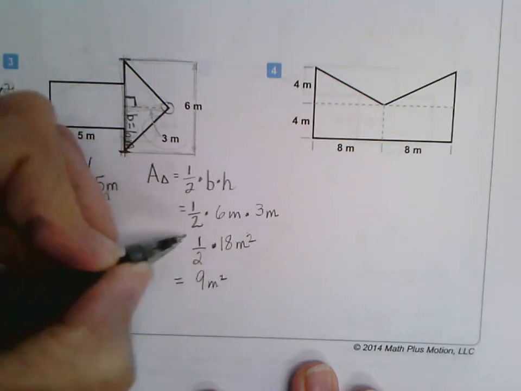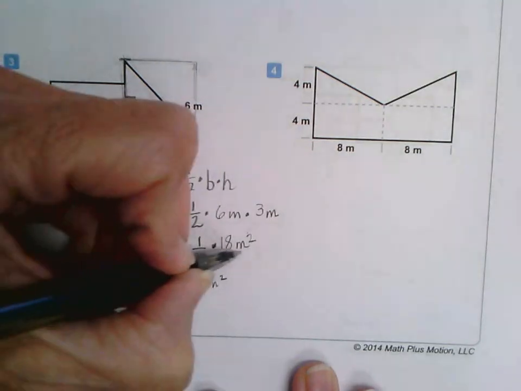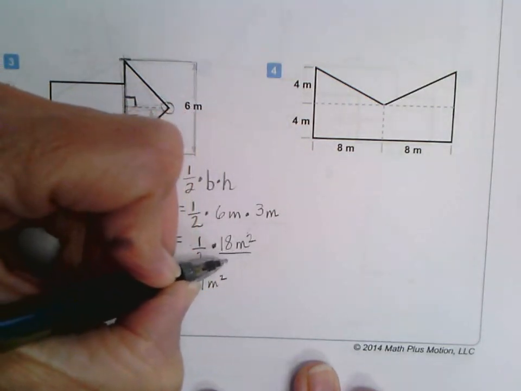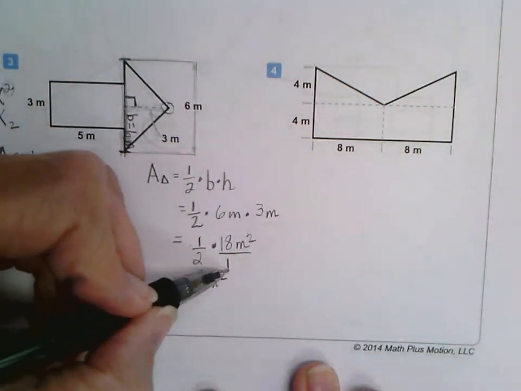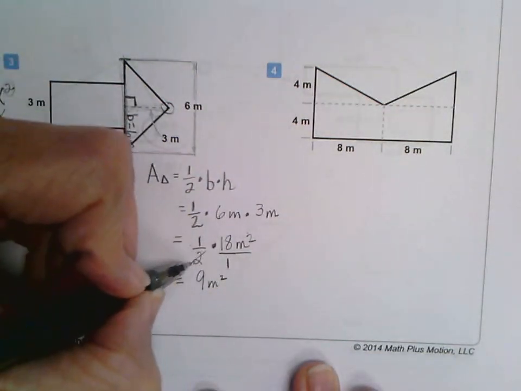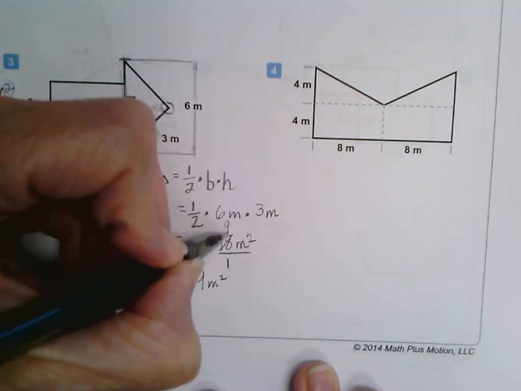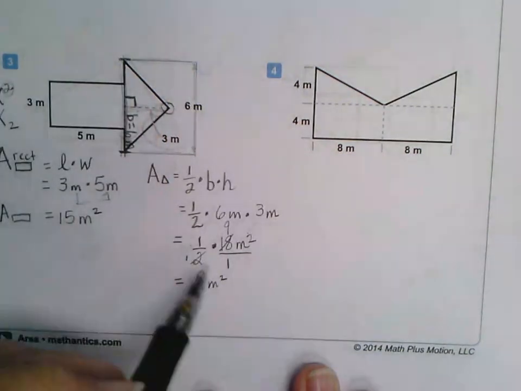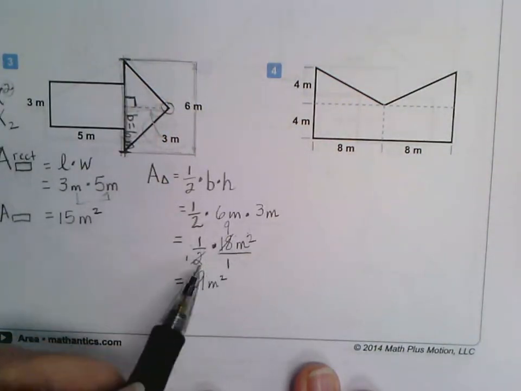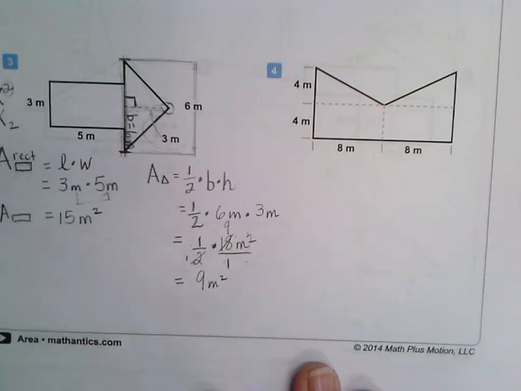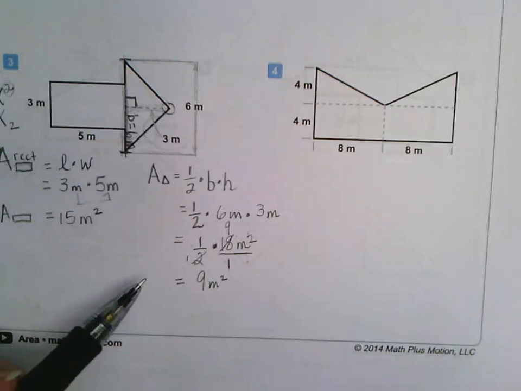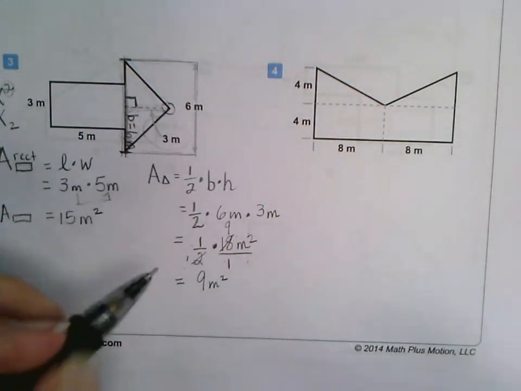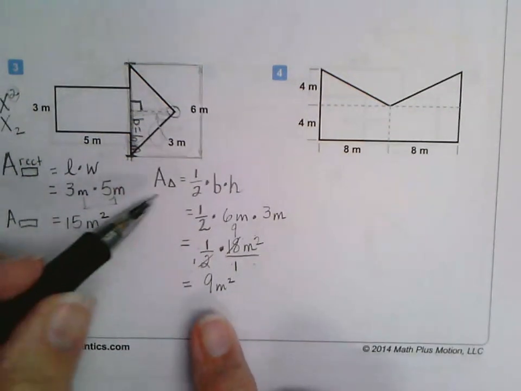Excellent. So multiplying by 1/2 is the same as dividing by 2, because we can just put 18 over 1 and then we can cross cancel, and we would just get 9 times 1 over 1 times 1, which is 9 meters squared. So however you like to think of that best, but that is our answer for the triangle.